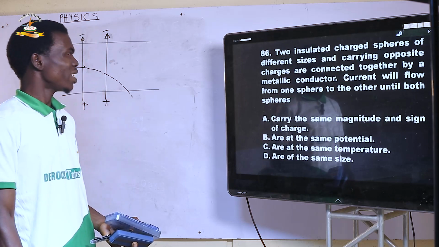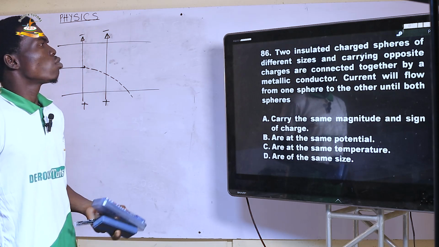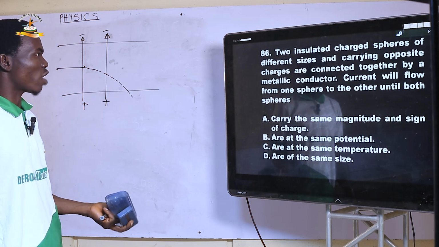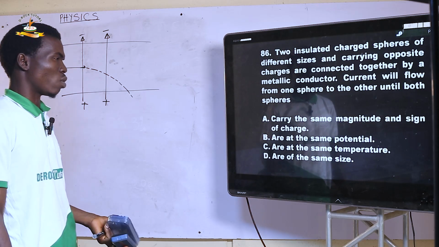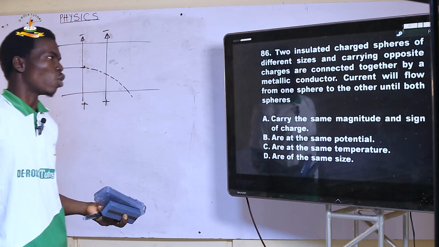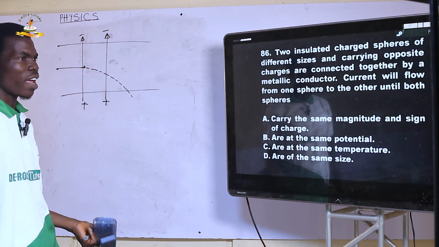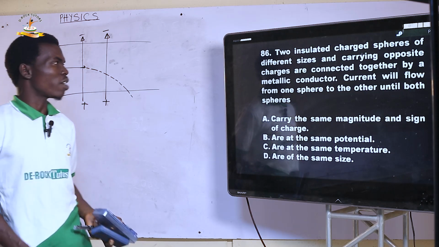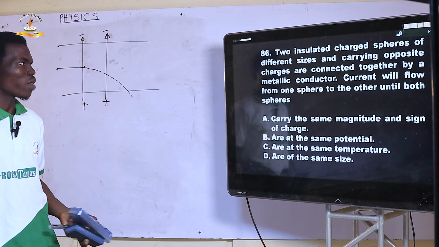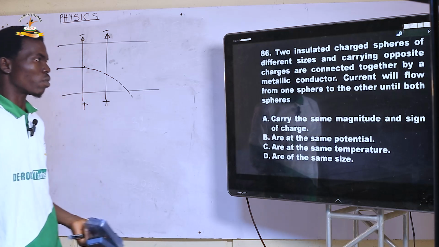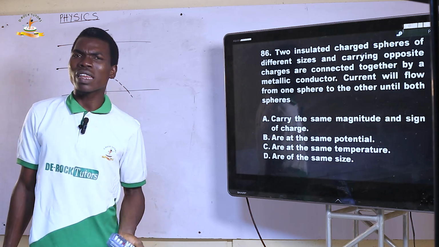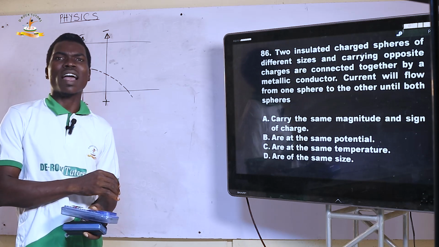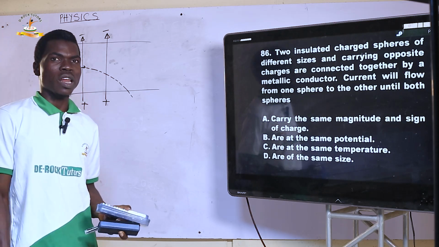Next, 86. Two insulated charged spheres of different sizes carrying opposite charges are connected together by a metallic conductor. Current will flow from one sphere to the other until both spheres what? When you have two insulated charged spheres of different sizes carrying opposite charges, connected together by a metallic conductor, what happens? Current will flow only when their potentials are not equal, and will stop when their potentials are equal.